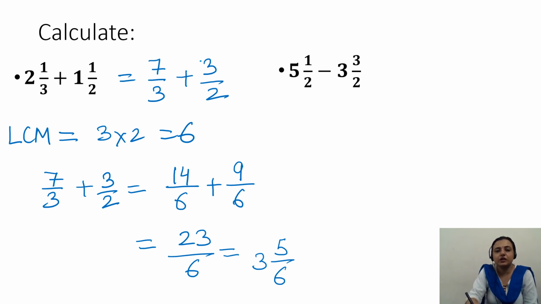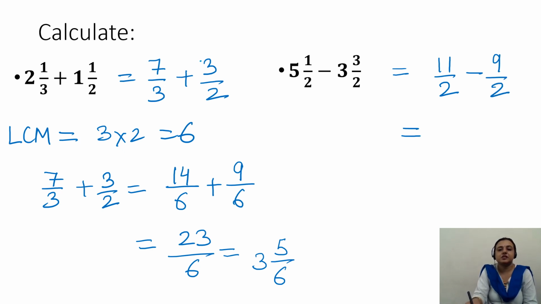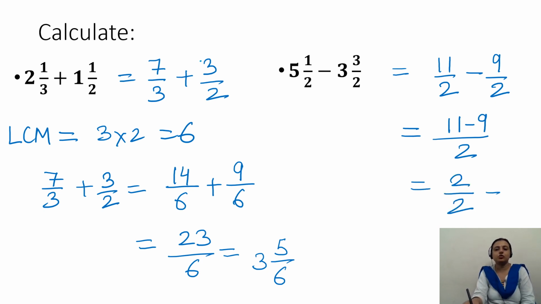Now, next one. Again, convert this mixed fraction into improper ones. 5 twos are 10, 10 plus 1, 11, so 11 upon 2, minus 3 twos are 6 plus 3, that is 9 upon 2. That means the same base, so apply rule 1: 11 minus 9 upon 2. 11 minus 9 is 2 upon 2, that is 2 divided by 2 is 1.